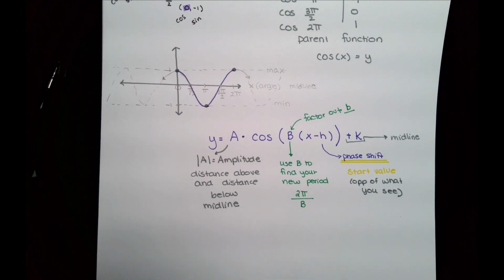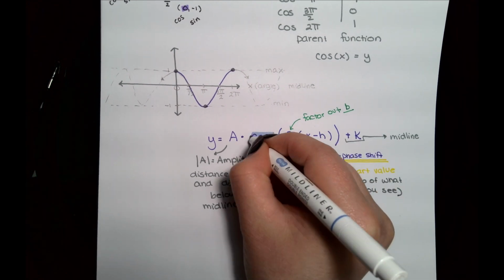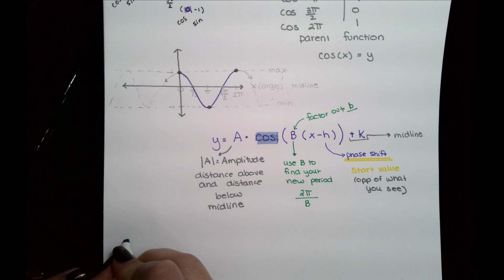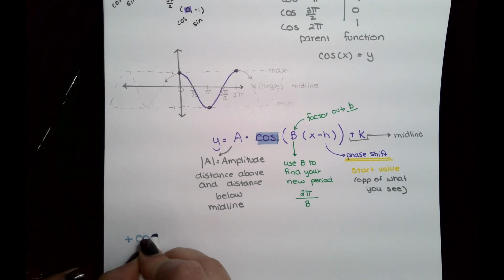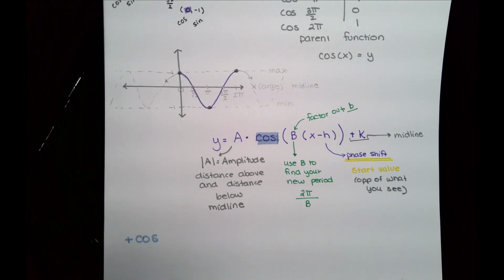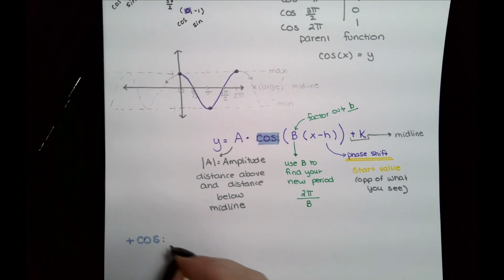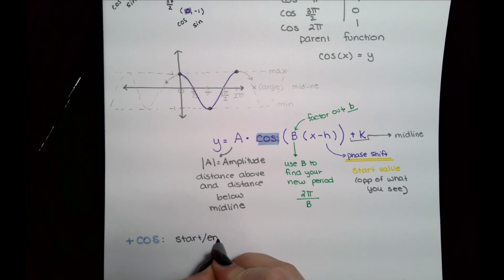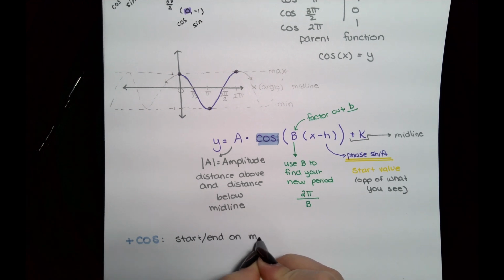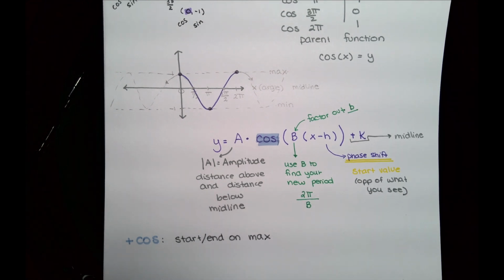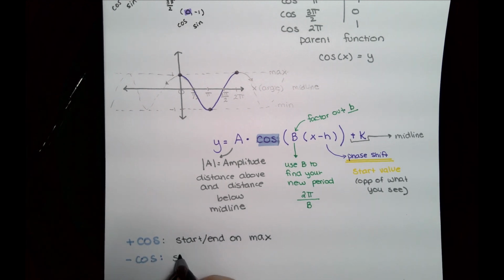Now for us, for a cosine, if you have a positive cosine, that means you're going to start and end on your max value. If you have a negative cosine, you're going to start and end on your minimum.